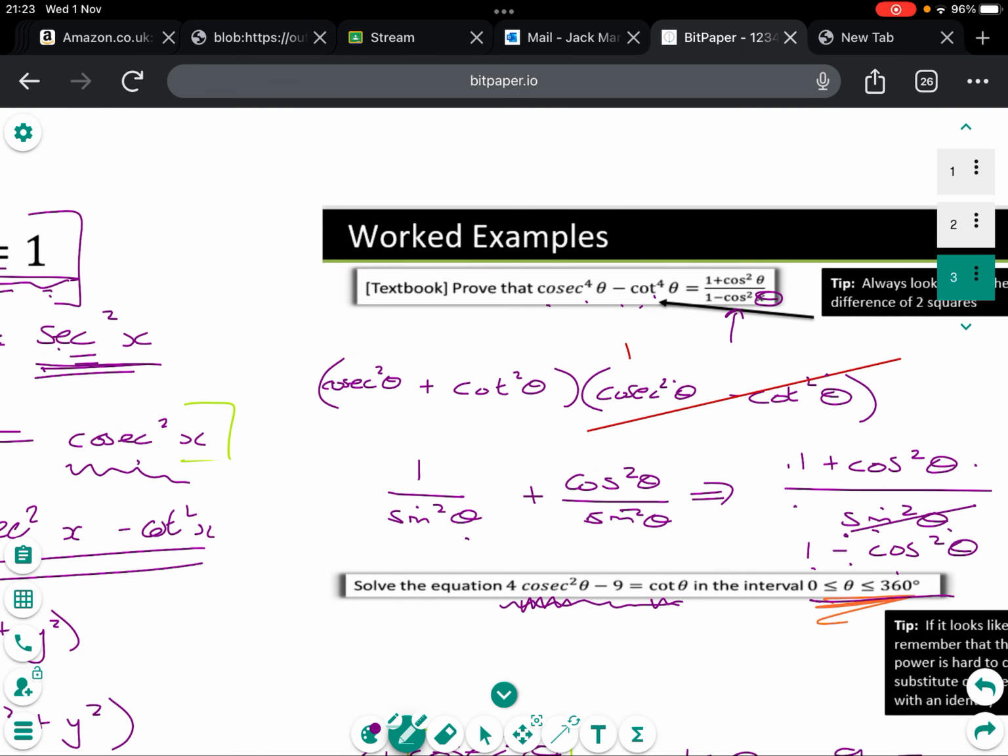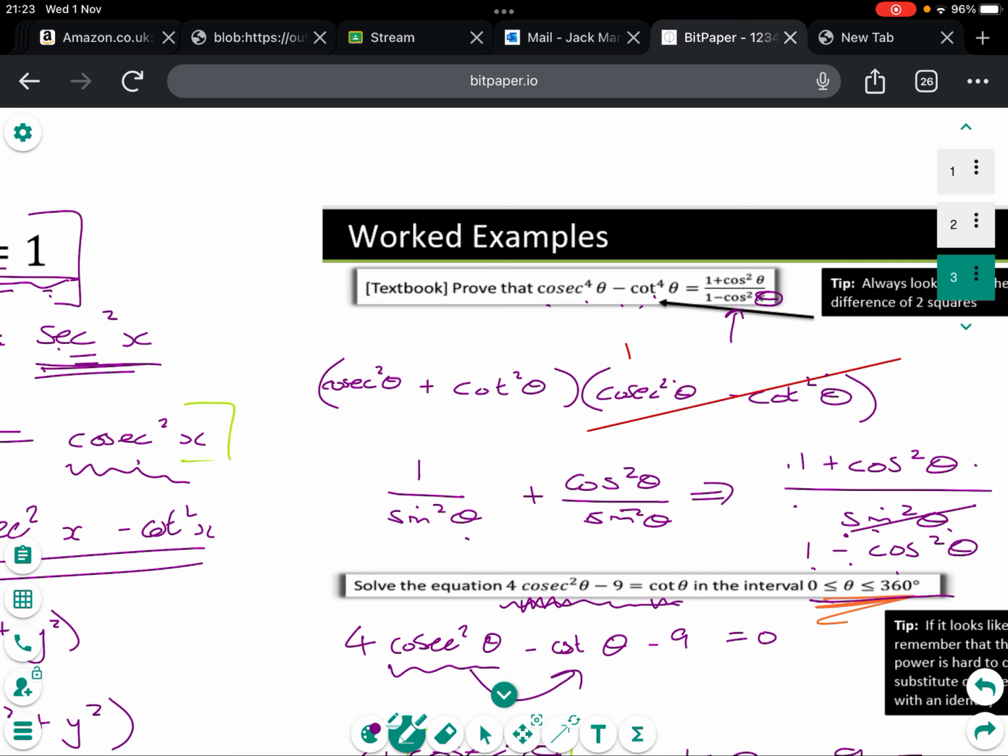Well, if I'm trying to solve this, it looks a bit like a quadratic, so I might move everything over to one side. But the problem I have is that I have different trig pieces there. Cot is going to be quite hard to change, but cosec squared, I know an identity about that, and the identity links to cot.